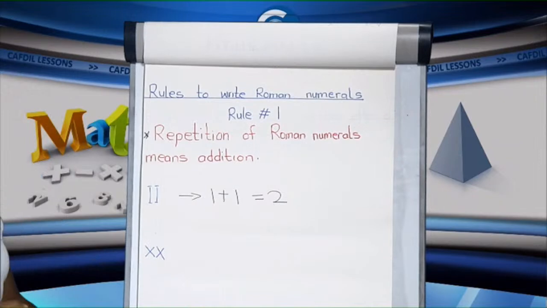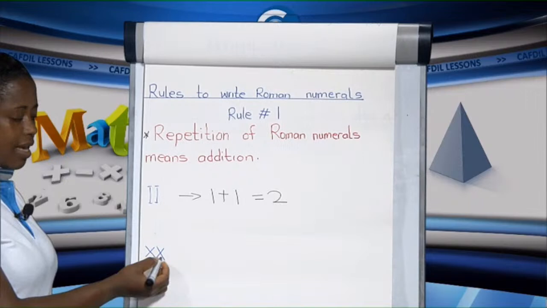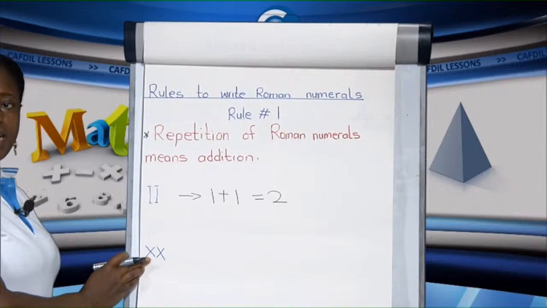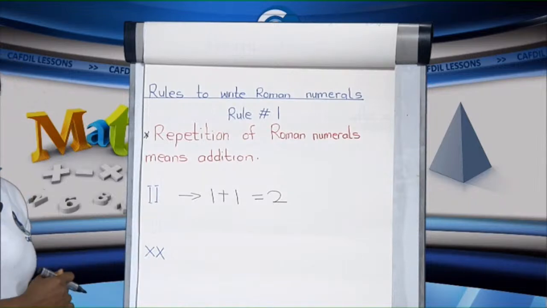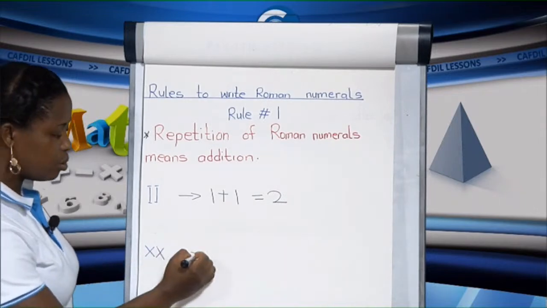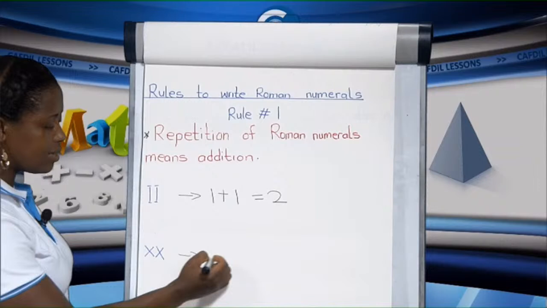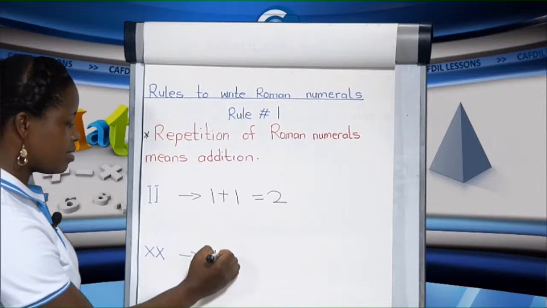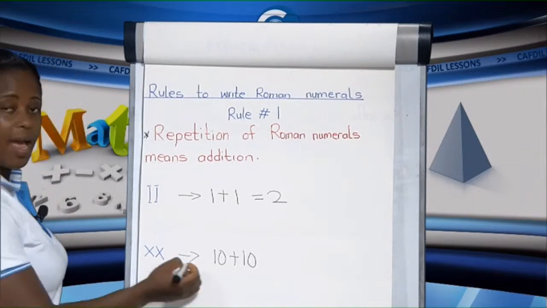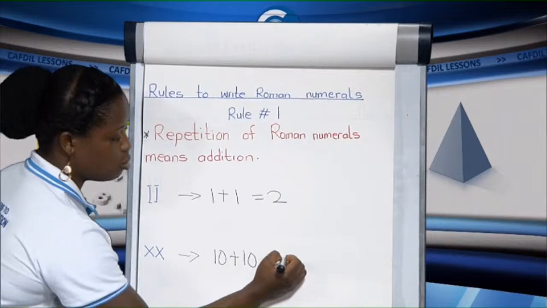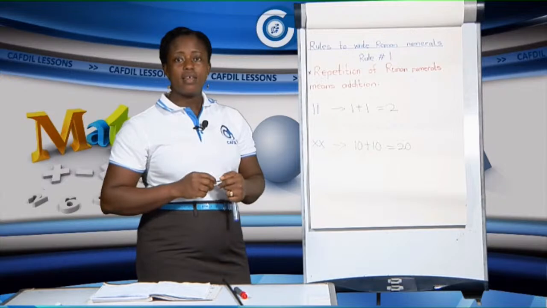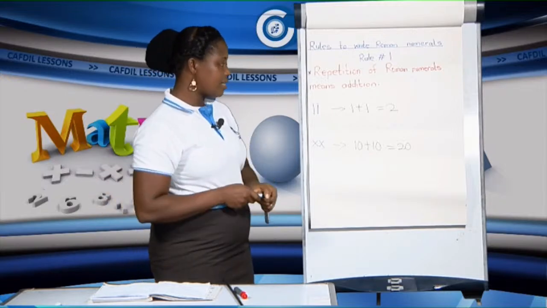Let's take another example. X. We said X is 10. Now it has been repeated over here. XX. It means addition. So we will add the 2 X's. 1 is 10, so we will add 10 plus 10. So XX will give us 20. So wherever you see XX, it stands for 20.